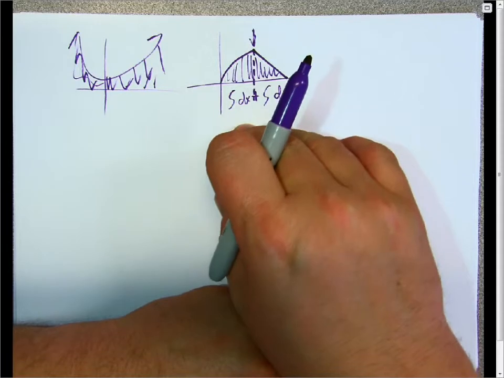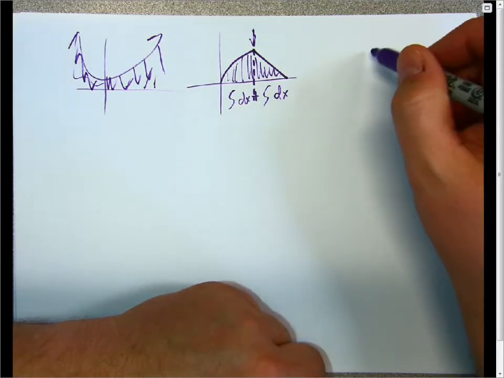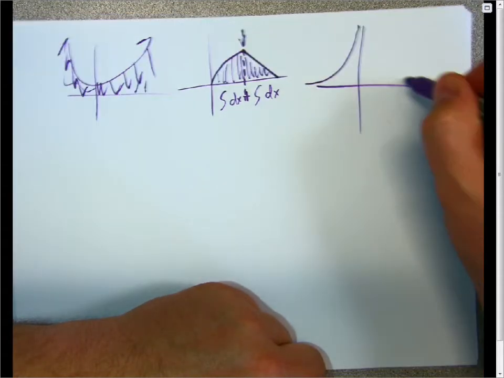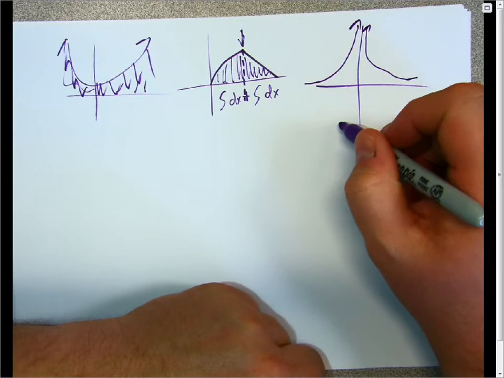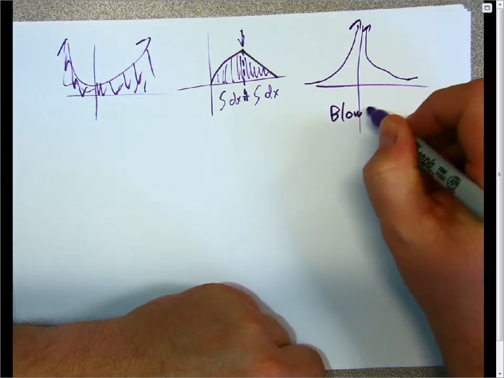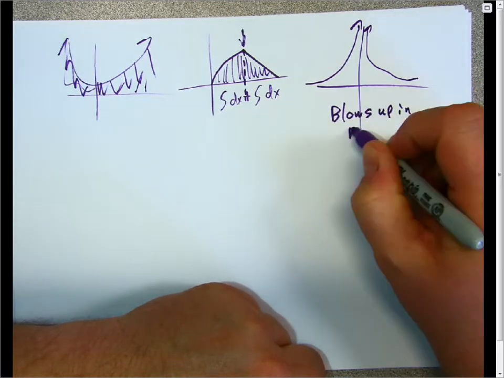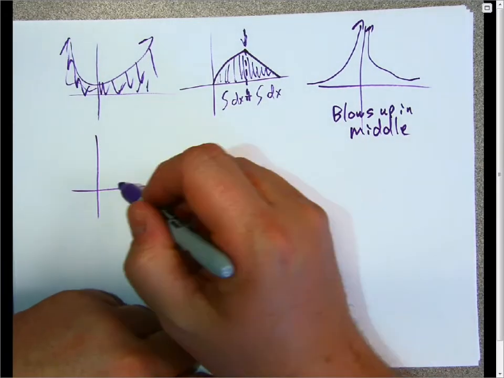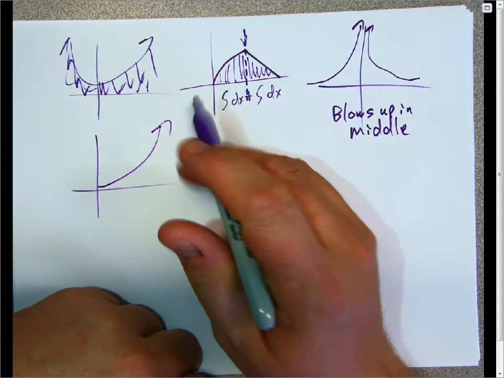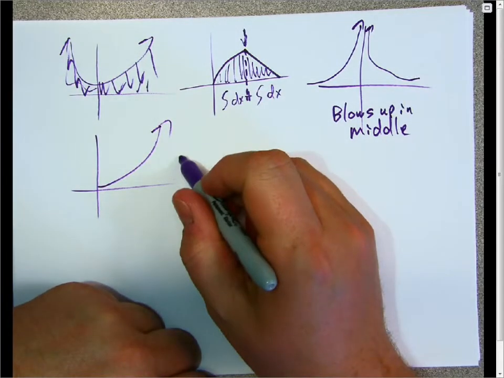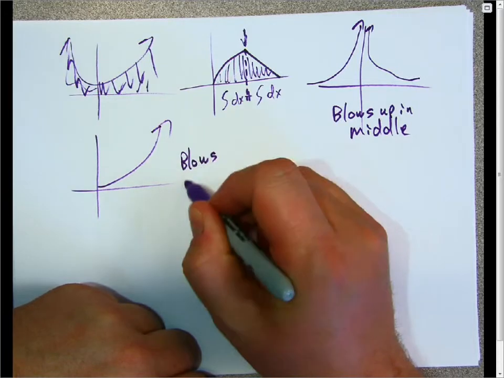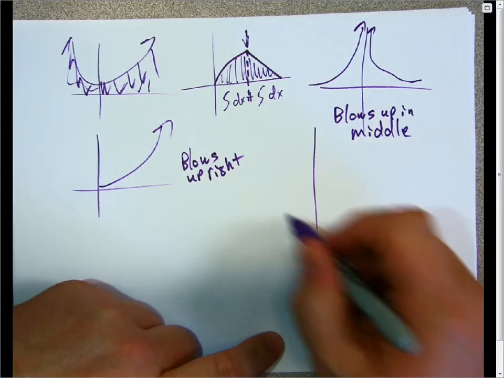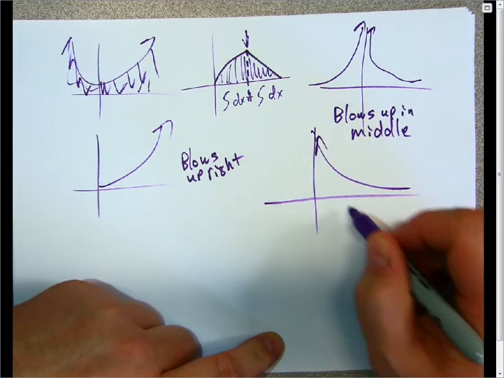What we're going to deal with now is something significantly more complex. We're going to deal with something that looks like this, where it blows up in the middle, we have one that blows up to the right, and we have one that blows up to the left.